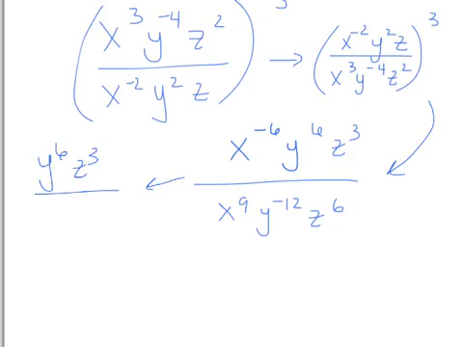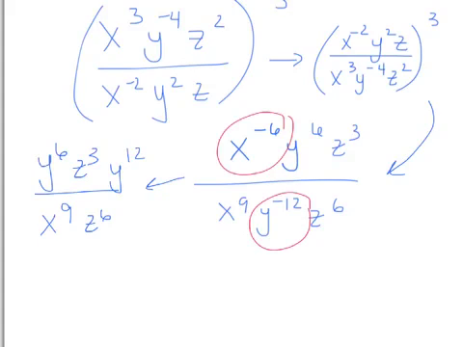I'm going to rewrite everything that's positive. X to the 9th, z to the 6th. And then I'm going to take into account these two because they're negatives. And I'm going to switch their locations. I'm going to put this y to the 12th up top. And I'm going to put this x to the 6th down below. So I'm going to move the locations and make them positive.